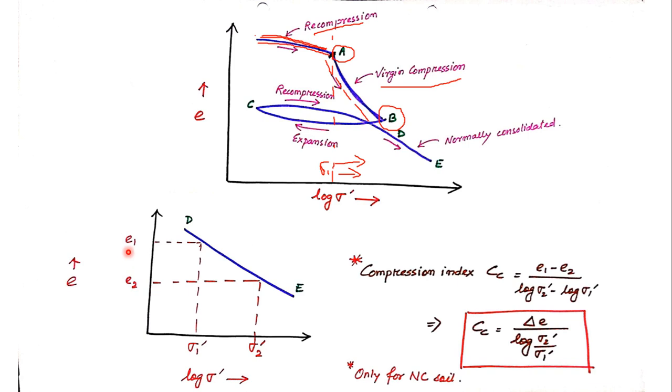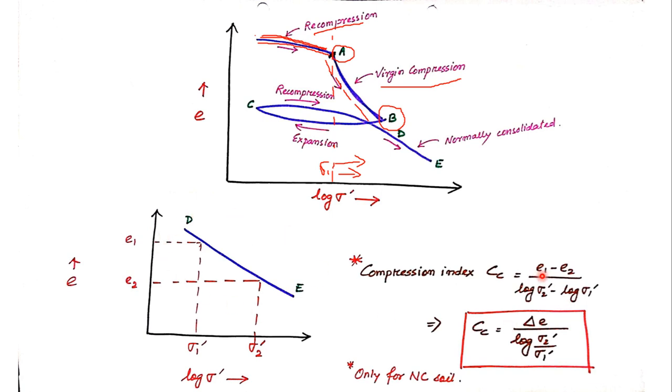Void ratio is decreasing, say from e1 to e2, and stress is increasing from say sigma 1 dash to sigma 2 dash. Now if I try to find the slope of this line DE, it will be e1 minus e2 divided by log sigma 1 dash minus log sigma 2 dash. So this slope is termed as compression index, denoted by Cc. And what is Cc? Cc is nothing but the slope of this line DE.